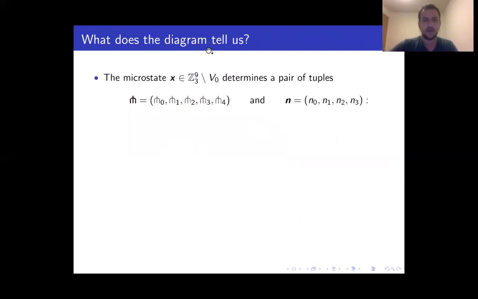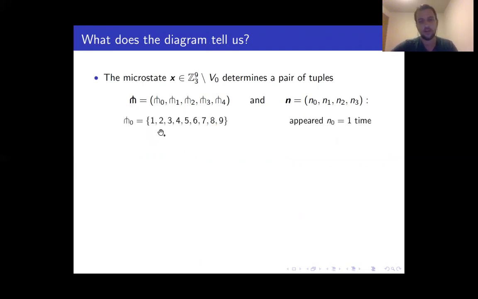So what does this diagram actually mean? How are we going to use it? I want to think of this microstate as determining a pair of tuples. Really, the point of that diagram was to show you those partitions. We're going to talk about those. So this pitchfork here is the tuple of distinct partitions that we saw.